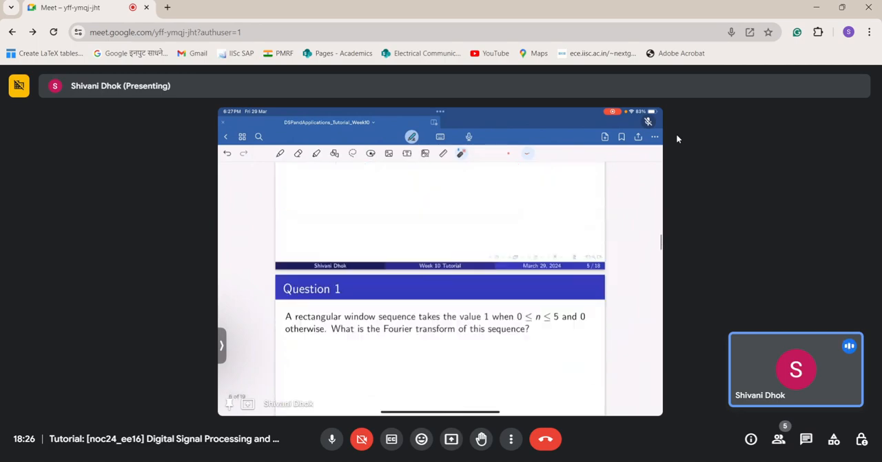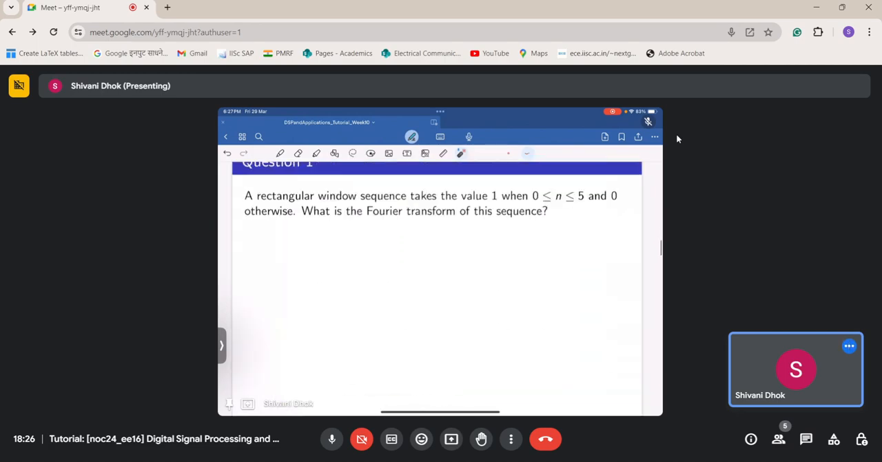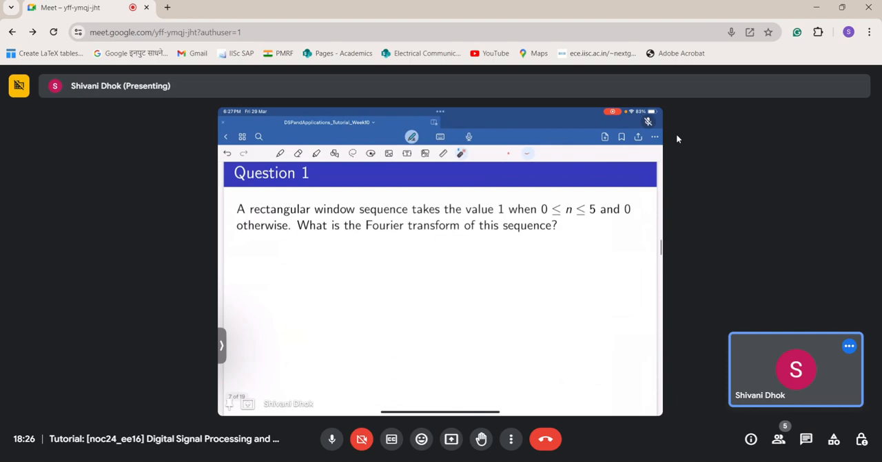So let me quickly start with the questions that I had planned to cover today. Let's start with the first question. These are last year's assignment questions, and the first question says that a rectangular window sequence takes value 1 when 0 is less than or equal to n, less than or equal to 5, and 0 otherwise. What is the Fourier transform of this sequence?